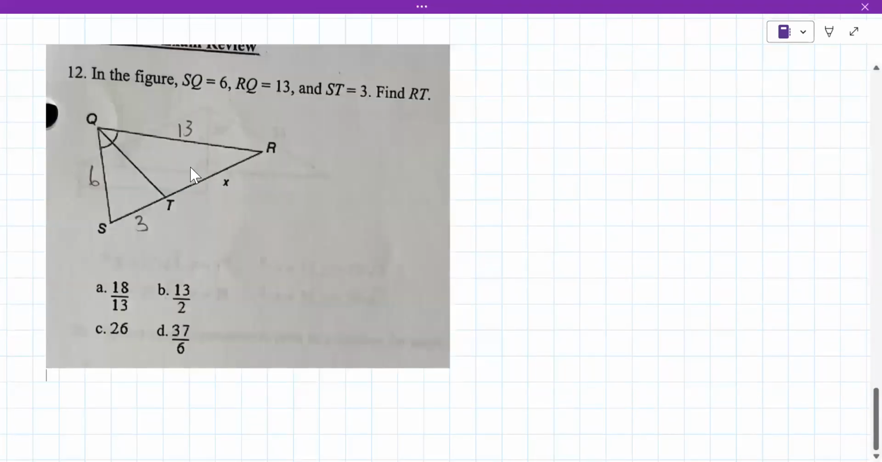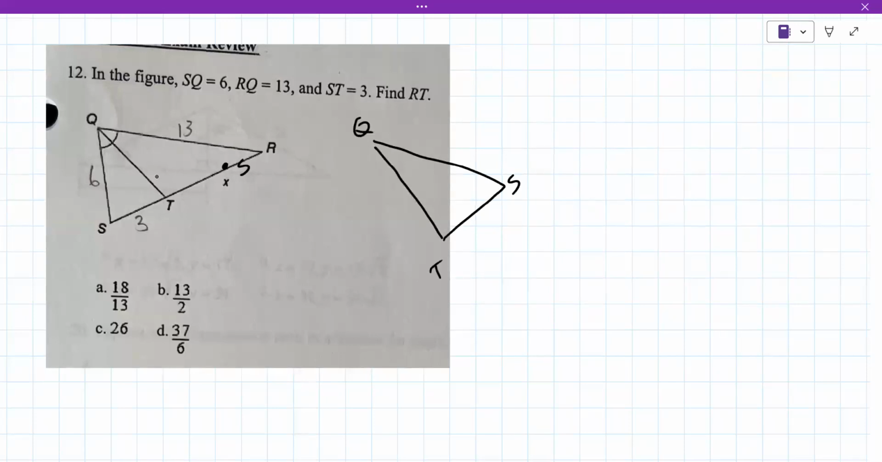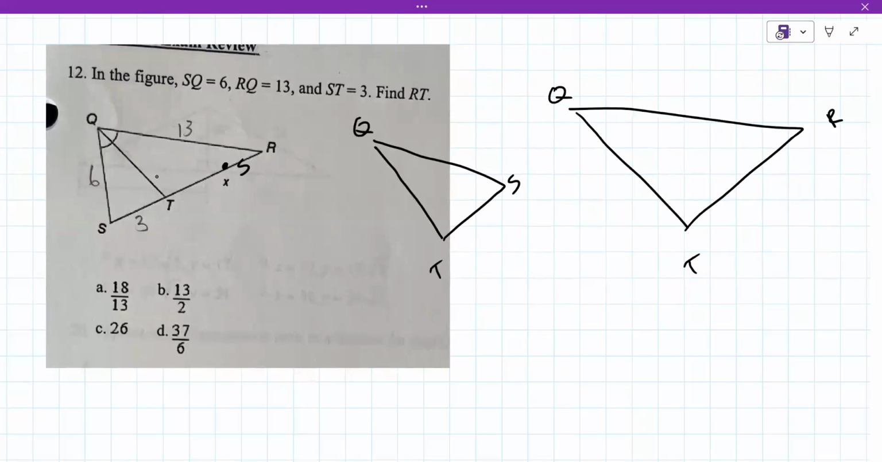All right, in the figure SQ equals 6, RQ equals 13, and ST equals 3, find RT. This is one of those really awkward similar triangles where you can't really see it in two dimensions. Imagine folding the triangle along QT and laying S over here. That's your triangle here. So it's really QTS, and it's similar to QTR like that.